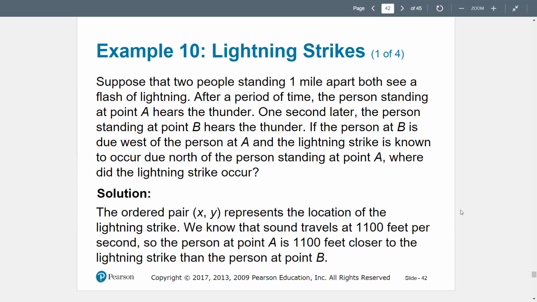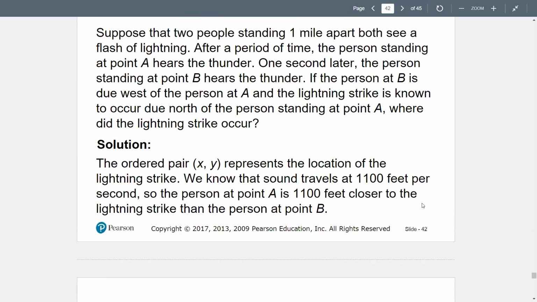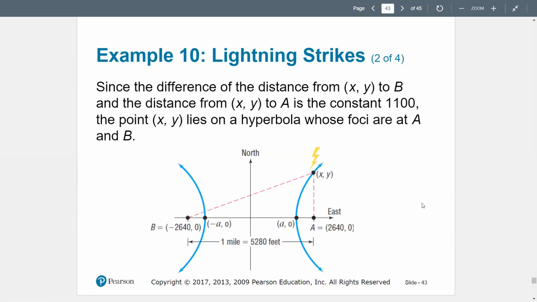Okay. So the ordered pair (x, y) represents the location of the lightning strike. We know that the sound travels at 1,100 feet per second. So the person at point A is 1,100 feet closer to the lightning strike than the person at point B. Okay. Since the difference of the distance from (x, y) to B and the distance from (x, y) to A is a constant at 1100, the point (x, y) lies on a hyperbola whose foci are at A and B.